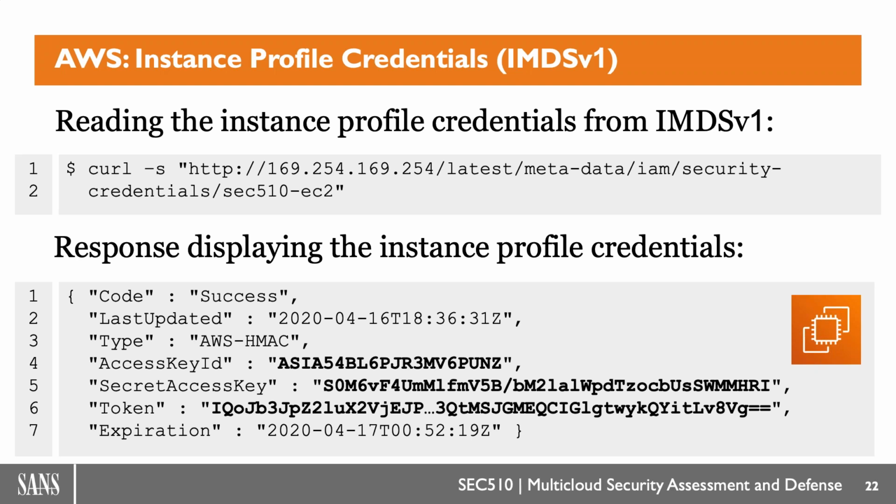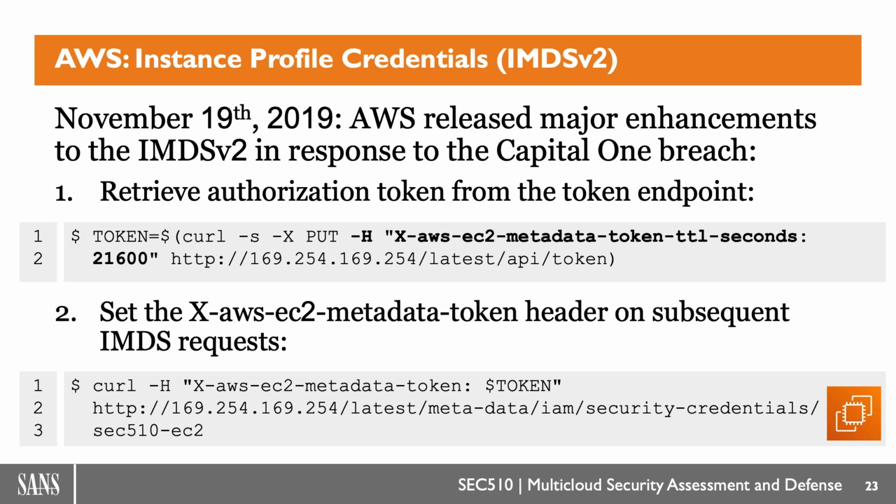So let's move to the next example. What we'll see is, remember I said July of 2019, on November 19th, version 2 comes out in response to that Capital One breach, and that is a much stronger implementation. Notice in step 1, it's now a 2-step process. You've got to retrieve a token from the metadata service using a PUT request.